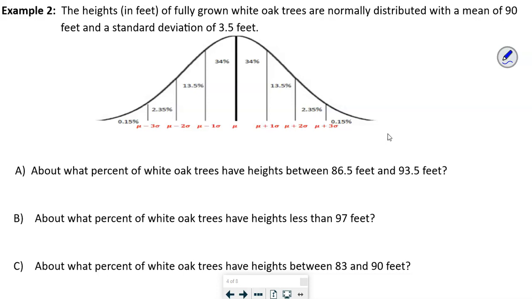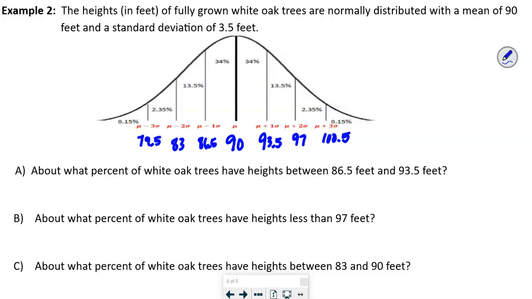So our middle number here is going to be 90, right? Then we're going to add 3.5 to that. So it's going to be 93.5. Going to add 3.5 again. That's going to give us 97. And then we're going to get 100.5 there. Now to go left, we're going to subtract 3.5. So this is going to be 86.5. Subtract 3.5 again. That's going to be 83. Subtract 3.5 again. That's going to be 79.5.